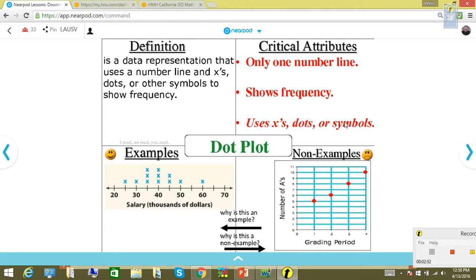There's two number lines. That is correct. We got the X and the Y. Yeah. So the question was, the non-example is not a non-example because it's got two lines. Yeah, it's got the X and the Y.